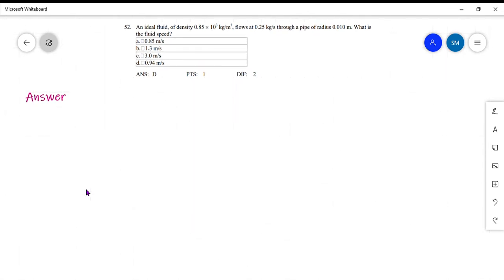Question 52. Very easy question. Yes, he gave us the density and the flow rate, but he didn't mention whether it is volume flow rate or mass flow rate. How can we know from the unit? The unit here is kilogram per second, so it is a mass flow rate.